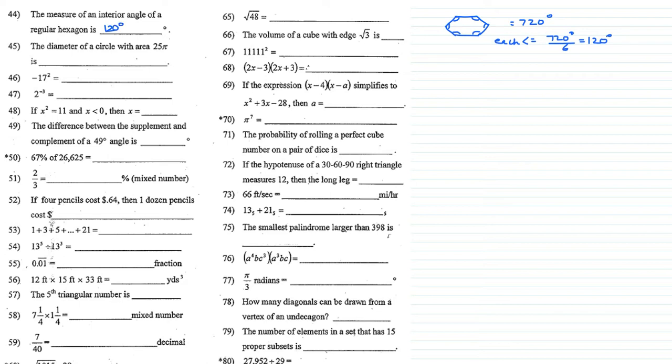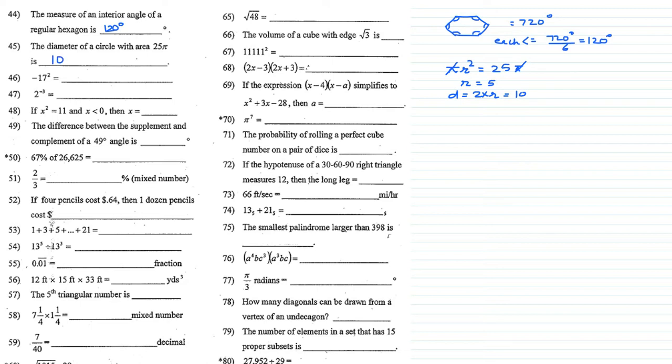Question 45. The diameter of a circle with area 25 pi. So we know that the area of a circle is given by pi r square. That's given to us as 25 pi in this case. So if we cancel pi on both sides, r square is equal to 25. So that means r is equal to 5, and therefore diameter is equal to 2 times r, and in this case that would be 10.